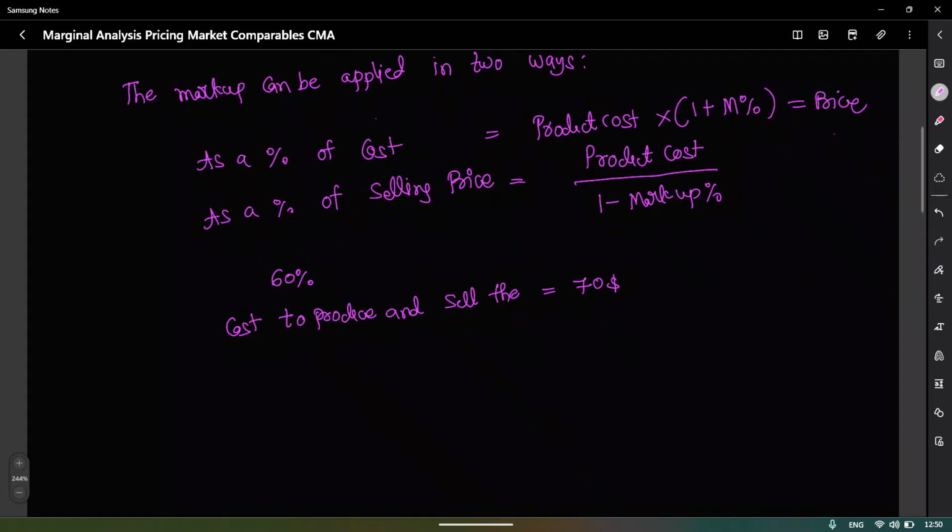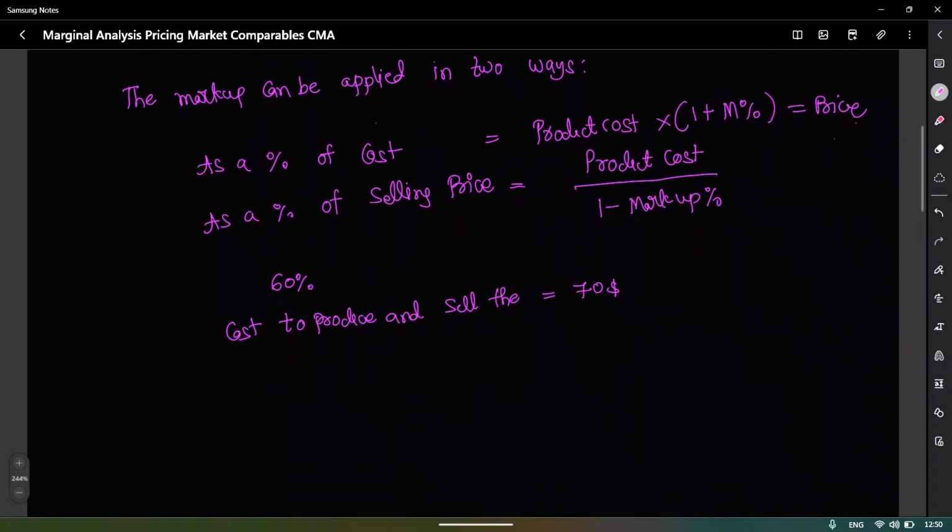In two cases we need to apply the formula, and we will get different prices because the formulas and methodology are different. We are going to calculate the sales price per unit if the markup is set as a percentage of cost. The first formula: price is equal to 70 into 1 plus 0.6, since 60 percent means 0.6, which is equal to $112. Remember this point.